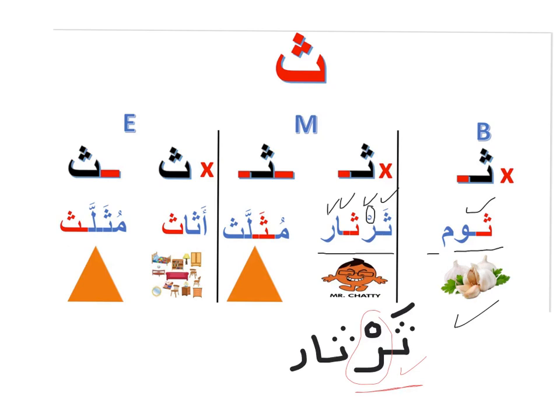Another example of Th in the middle. Can you try to read this word by yourself because we know all the letters? Well done. Athaath. And athaath, it means furniture. And again, this word that has Th at the end. When we learn all the letters, you will be able to read the word without any help.